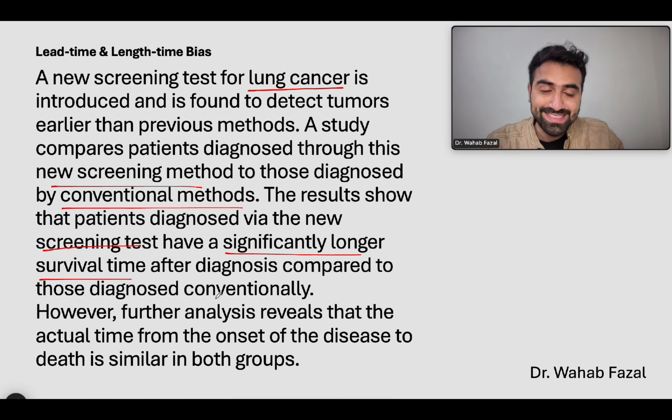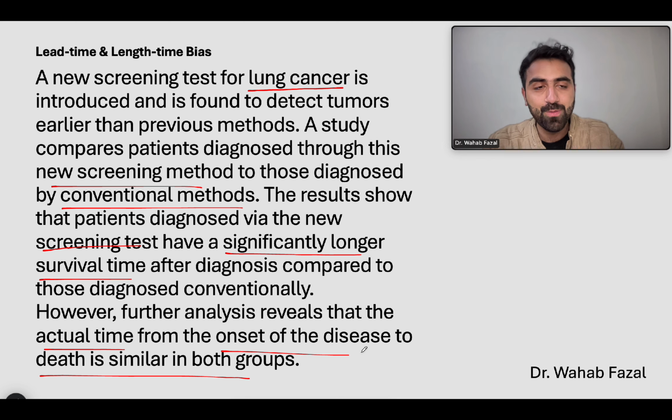Without this second paragraph, I was also kind of lost. So I make these questions, but I don't memorize them because I want to solve them with you. However, further analysis reveals that the actual time from the onset of disease to death is similar in both groups. Basically, we are not changing the disease lifespan. We're just diagnosing the disease earlier.